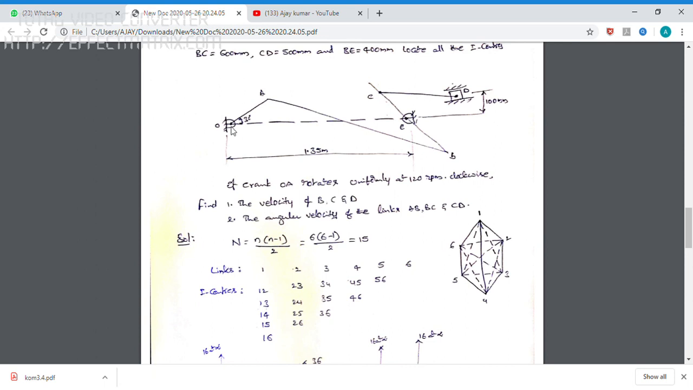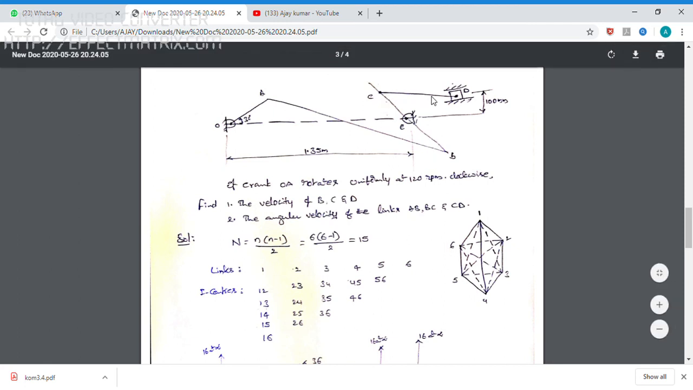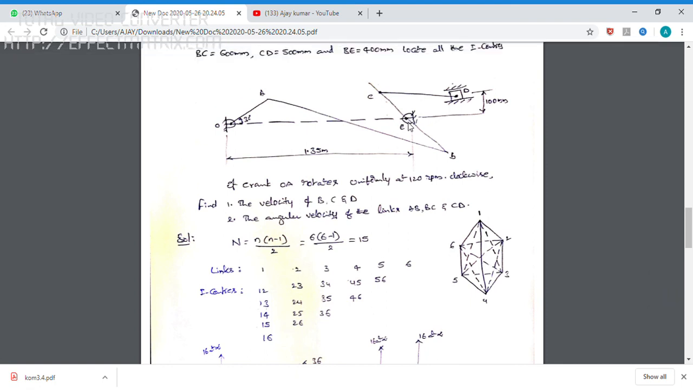That is 1. Second link is connected, 2 3 connected, 3 4 connected, 4 5 connected, 5 6 connected, and 6 1 is connected to the fixed one. Here you have to remember one more thing. BC is which link? BC is the fourth link. The fourth link is once again connected to the fixed pivoted point. That's why I constructed 1 4 also with a continuation line.